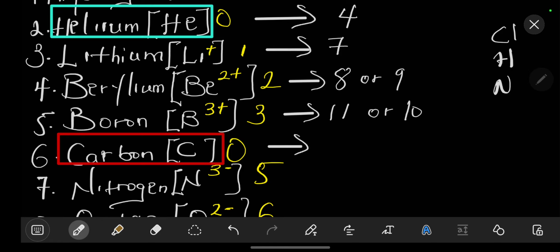Carbon is the 6th element, and 6 is an even number. So all we have to do here to get a mass number is to multiply 6 by 2 only. So 6 by 2 gives us 12.